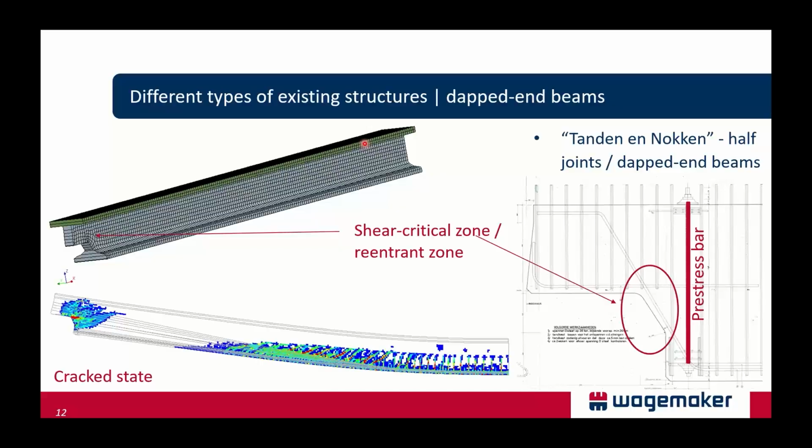And the beam's structure at its ultimate load is given in the figure below, the crack state. So we have observed large cracks in that re-entrant zone of that notch, as well as bending cracks. And here you can see obviously the effect of inclined pre-stressing bars, which arrest the cracks, so to say.